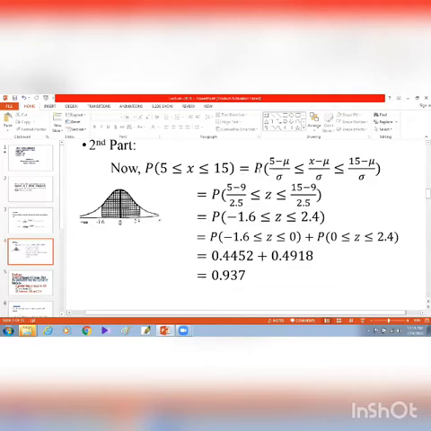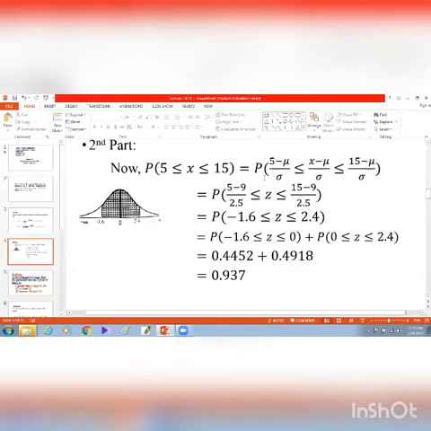In that moment, firstly we have to convert it as a standard normal variate z. So what is standard normal variate z? Z equal to x minus mu divided by sigma. That is why from this portion we have to subtract mu and the difference is divided by sigma. As a result, we get probability of 6 minus mu divided by sigma less or equal x minus mu divided by sigma less or equal 15 minus mu divided by sigma.